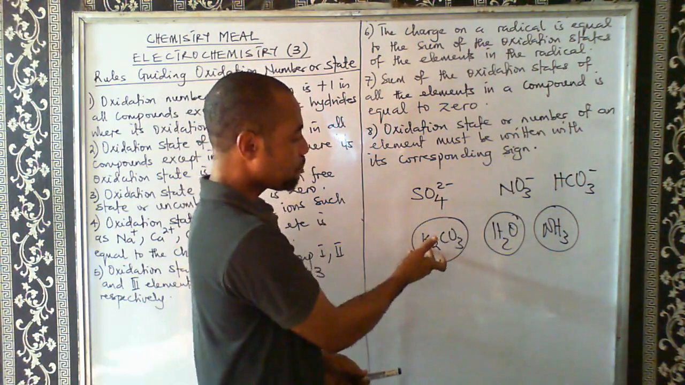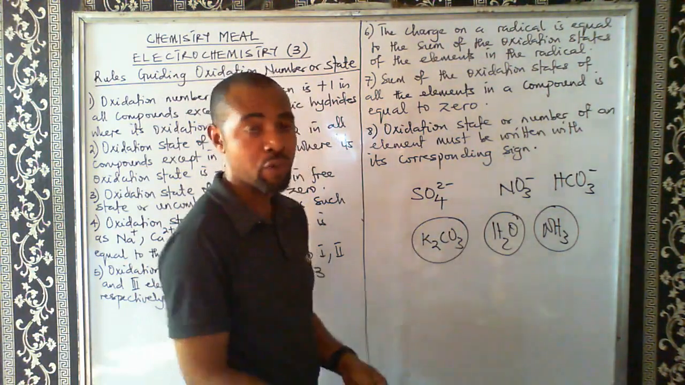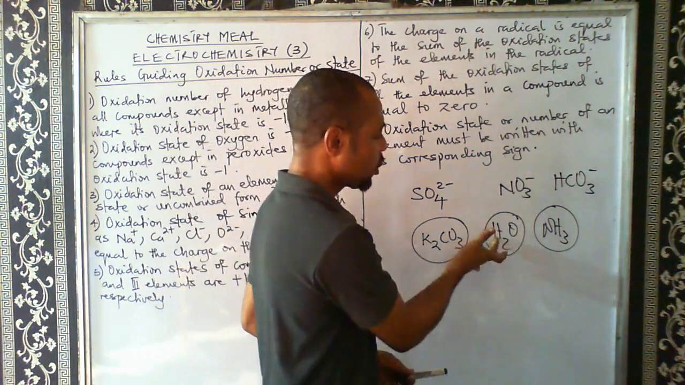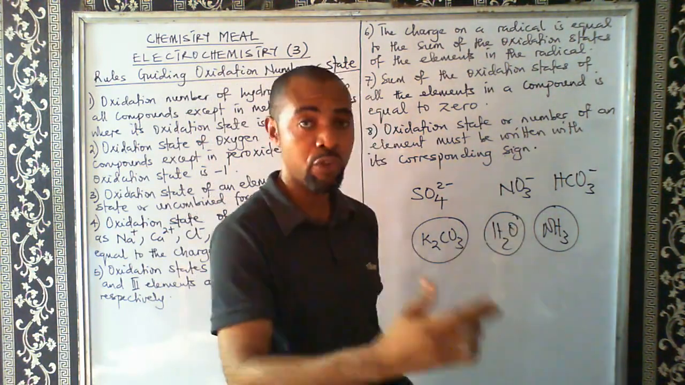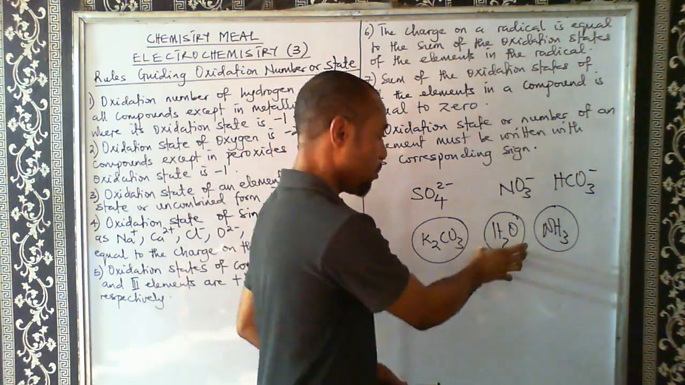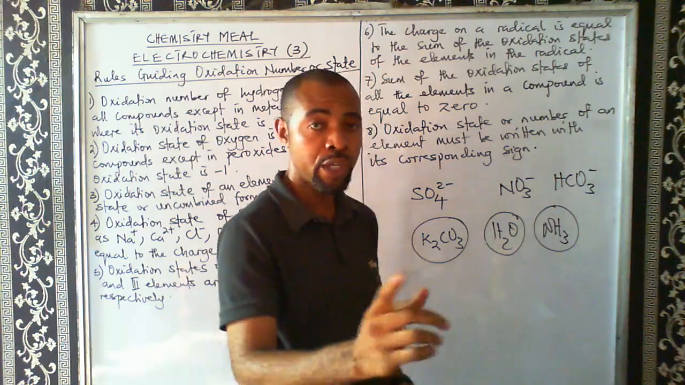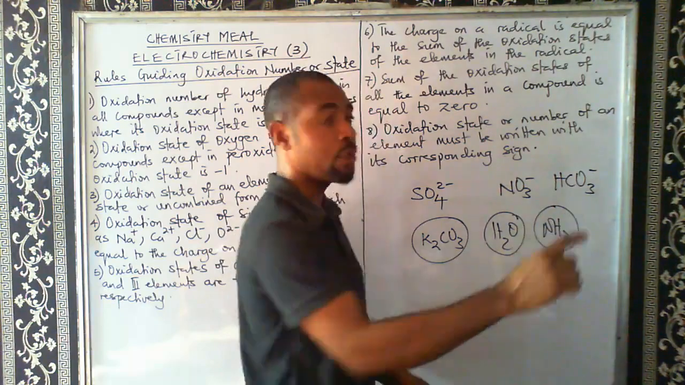So here, the sum of the oxidation states will give us what? 0 for a compound. Likewise, in water, the oxidation state of hydrogen added to the oxidation state of oxygen will give us 0 because this is a compound. The oxidation state of nitrogen added to the oxidation state of hydrogen will give us 0 in ammonia because ammonia is a compound.